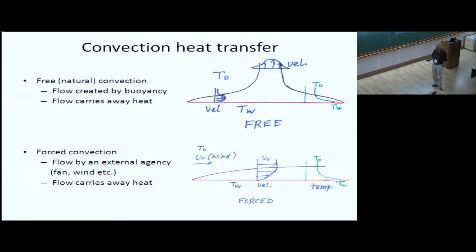What I'm going to be talking about is free convection, that is, flow created by buoyancy differences. A classic example would be a horizontal plate which is warmer than the ambient. Typically you'll get boundary layers starting at the edge, and then eventually a plume. This is in contrast to forced convection, where the flow is created by an external agency like the wind, and the externally created flow itself determines the heat transfer.